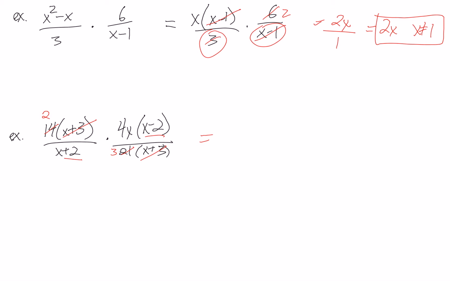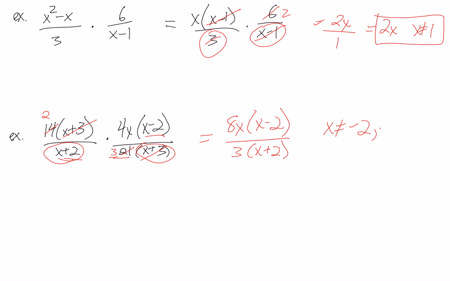So our leftover on the top would be 8x and x minus 2. And on the bottom we have the 3 and the x plus 2. So we'd write it like that, and we're done. So our non-permissibles, the first one we'd have minus 2. For the second one, the 21 doesn't do anything, and we have minus 3 for the second one. And that'll be it for that question.